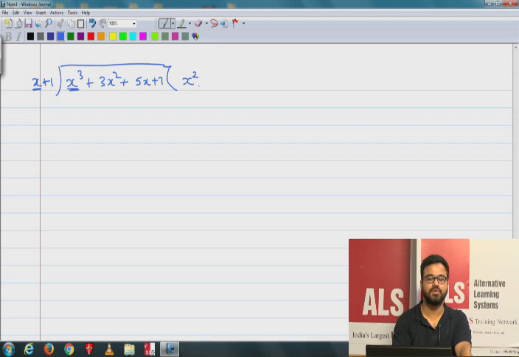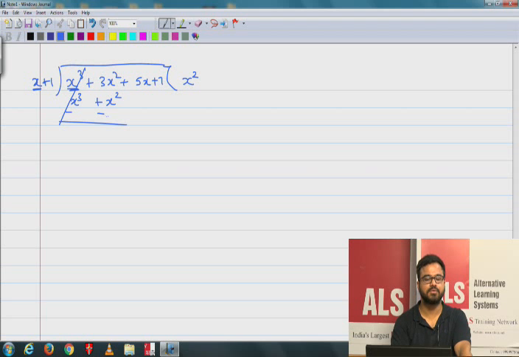So x into x square, that will become x cube, and 1 into x square, that will become x square. So x plus 1 basically multiplied by x square. Now we will subtract. So when minus and minus sign, we will change the sign. If it is minus, we will make it plus. If it is plus, we will make it minus. So this will get cancelled out.